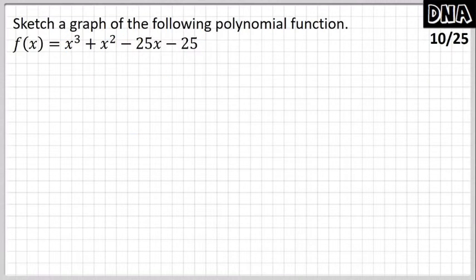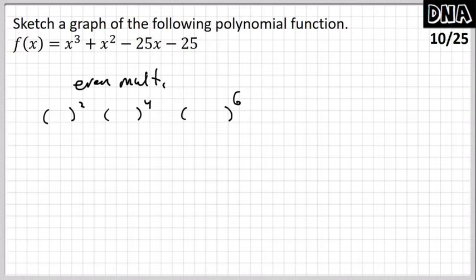If you have an even multiplicity, okay, even multiplicity is like to the second power, or to the fourth power, or to the sixth power. And we can keep going, like 8th power, 10th power, whatever. When you have an even multiplicity, you're bouncing. When you go to the x-intercept, wherever it is, you're going to bounce.